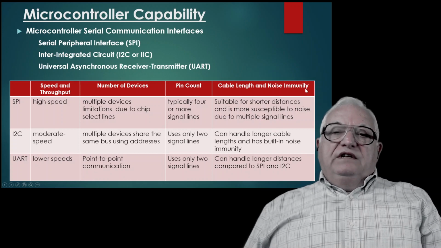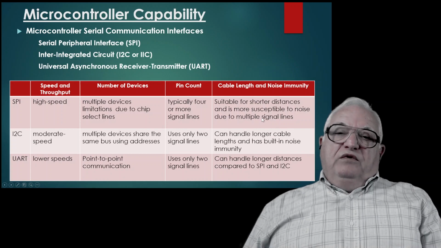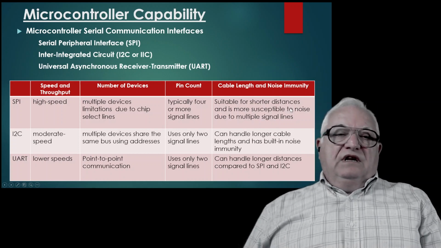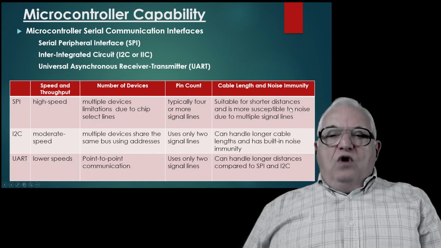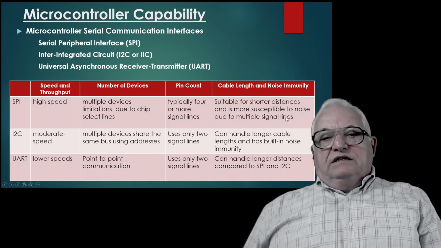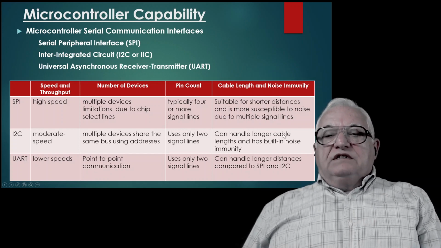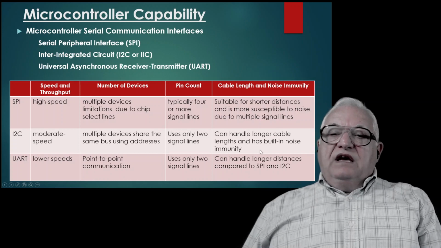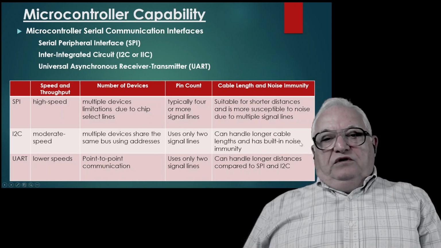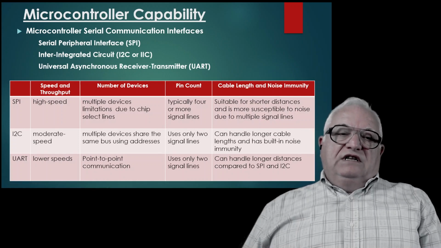Now, cable length and noise immunity. The SPI is suitable for short distances and is more susceptible to noise than the I2C and the UART due to the multiple lines that it has. The I2C can handle slightly longer cable lengths than the SPI, and it has built-in noise immunity. And finally, the UART can handle the longest cable distances.